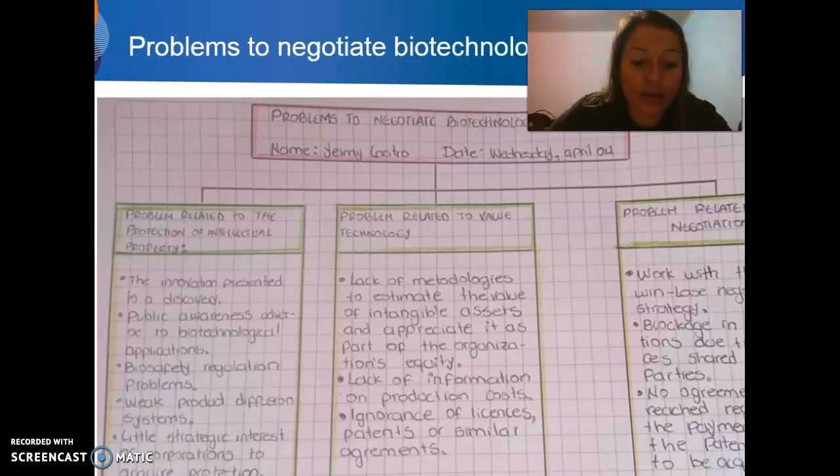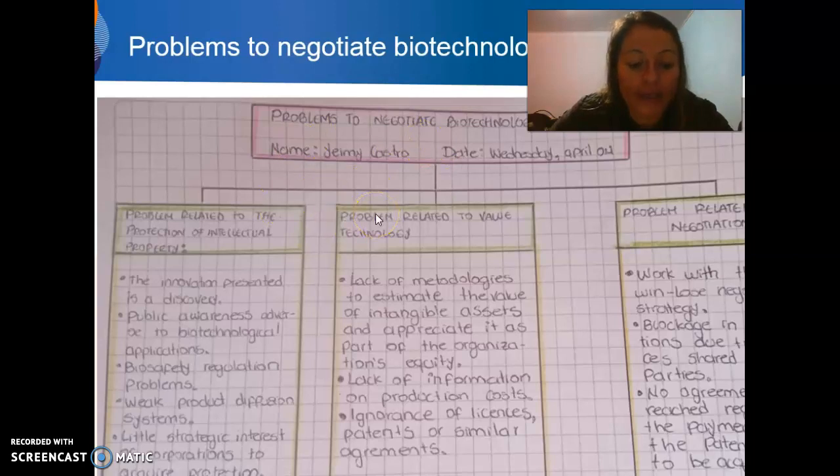The invention present is a discovery. Public evidence adverse to the biotechnological application by safety regulation, problems with product diffusion systems, like strategic interests of corporations to acquire protection.